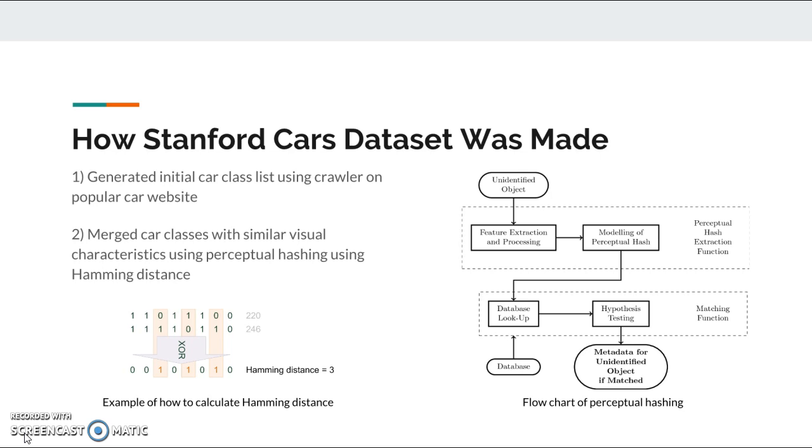Next, the authors used a technique called perceptual hashing, of which one application is to determine whether one image is the same as another one. And in this context, the authors used perceptual hashing to merge classes with very similar visual characteristics. The dissimilarity measure used in this case was Hamming distance, which was the difference between two strings.